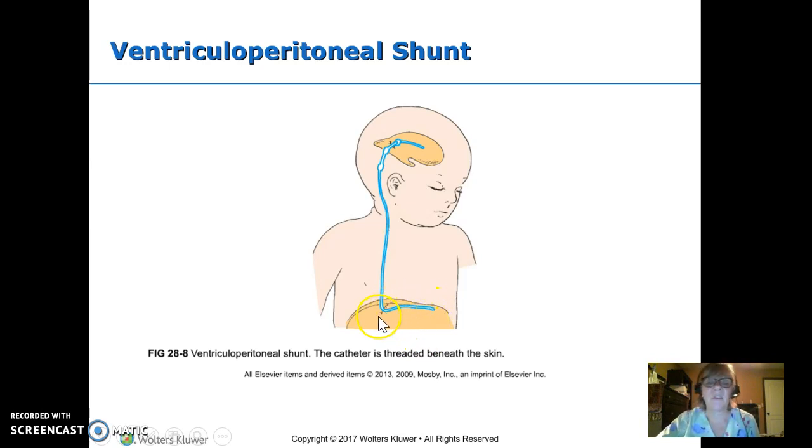They actually leave a whole lot curled in there, so as the child grows, ideally it just kind of stretches out with them. And in a perfect world, you would never have to do anything. Sometimes it gets kinked or it gets clogged, and so sometimes they do need to be revised.